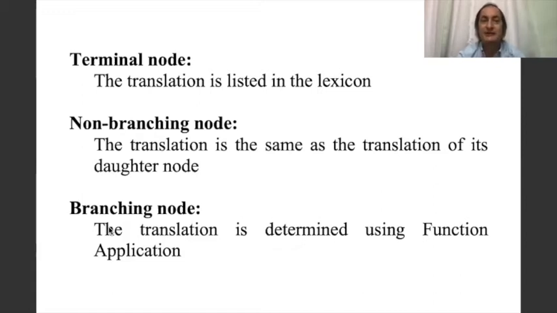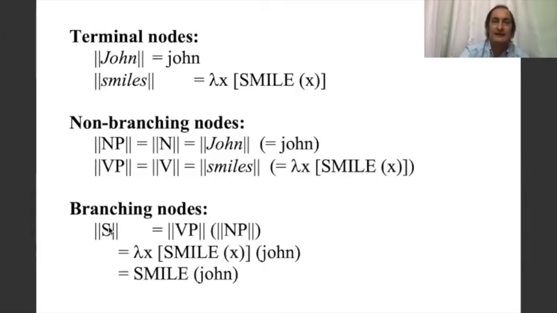Finally, for branching nodes, the translation is determined using function application. One of the nodes is analyzed as a function. It applies to the other node as an argument. So in our simple example, we have the interpretation of John as the name John. The interpretation of Smiles is a function, lambda x smile of x.